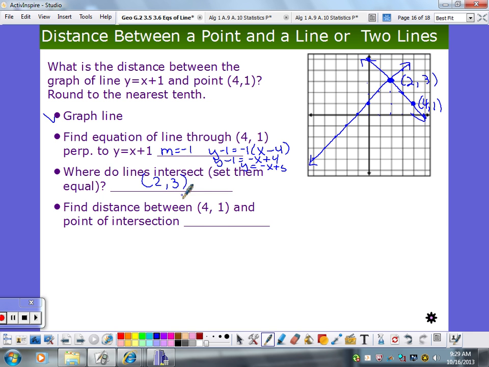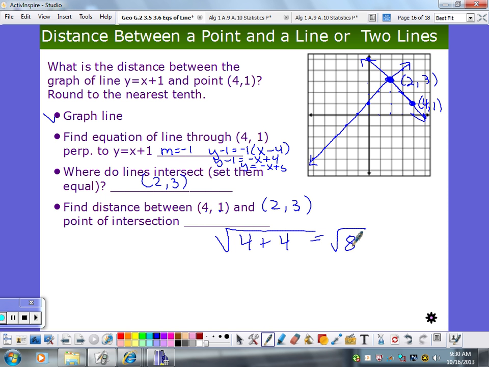Okay, so what's this distance? Well, I know this one is (4, 1). This one is (2, 3). I need the distance between them. So I'm going to find the distance between (4, 1) and (2, 3). Square root of... what's the distance between 4 and 2? 2. What's that squared? What's the distance between 1 and 3? 2. Square that. And I'm getting the square root of 8.